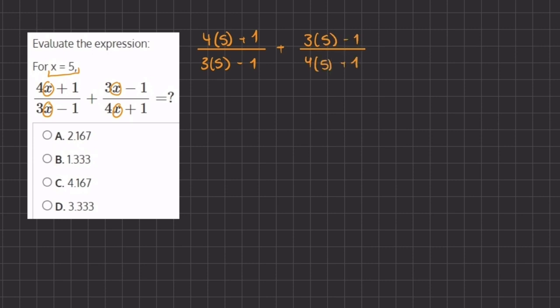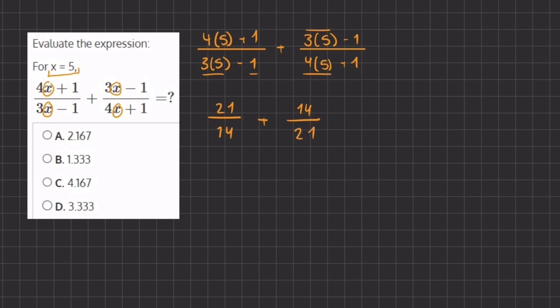Alright, so in our first numerator, we have 4 times 5, which is 20, plus 1, which is 21, divided by 3 times 5, which is 15, minus 1, which is 14. And so that's our first fraction. In our second fraction, we have 3 times 5, which is 15, minus 1, which is 14. And in our denominator, we have 4 times 5, which is 20, plus 1, which gives us 21.